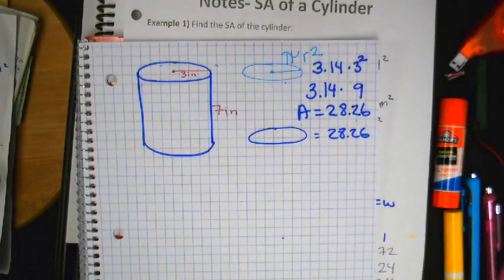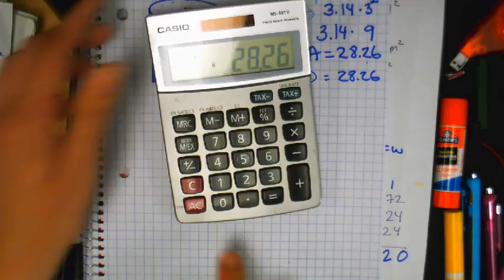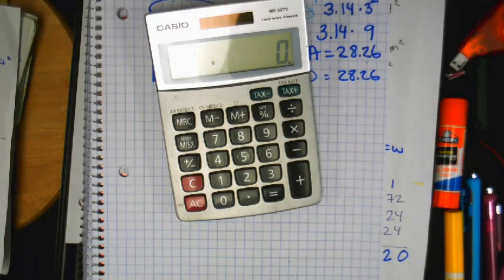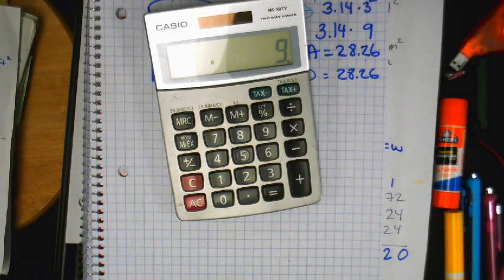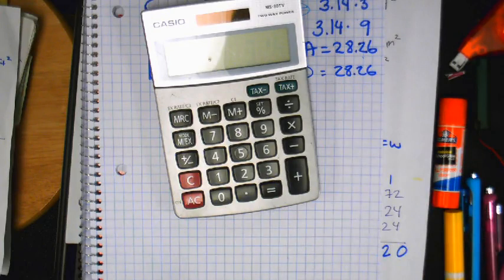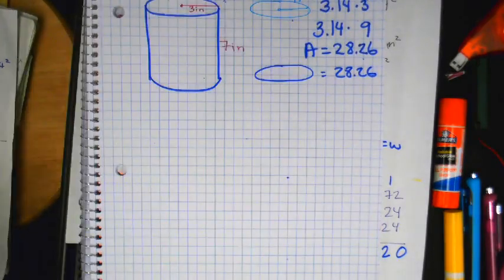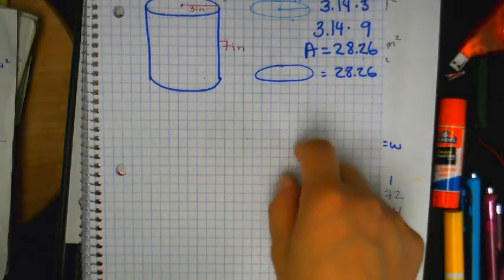Type it in again. 9 times 3.14. Okay, clear your calculator. What number did you type in first? 9 times 3.14 equals. So clear it. Or check why your calculator is rounding. Clear it, clear it. Okay.